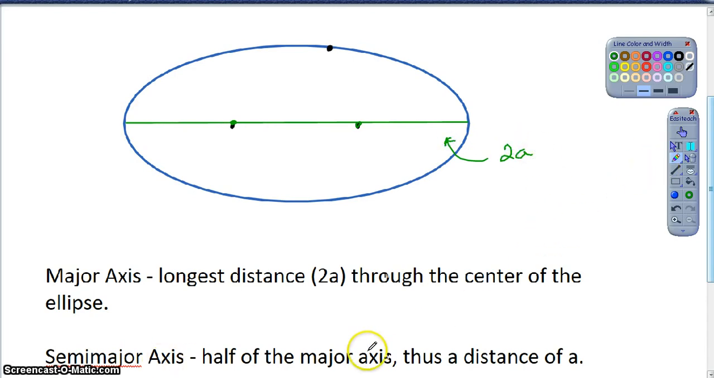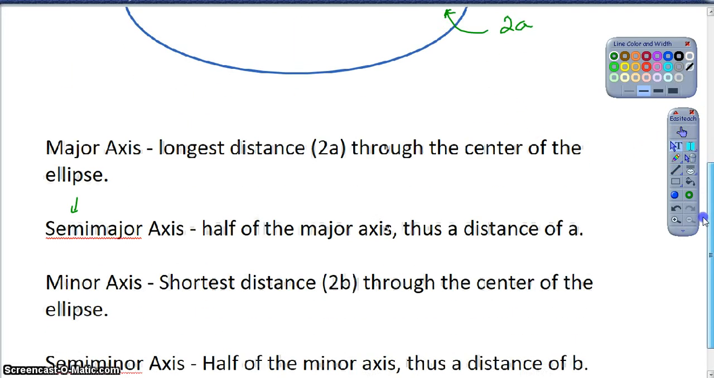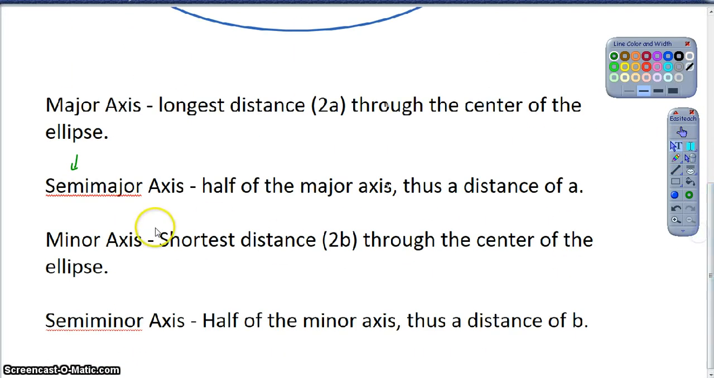Then the semi-major axis, well, semi is just a prefix that stands for half in this case. So it's half of the major axis. The semi-major axis would be from the middle of that axis outward, and obviously this portion would just be a instead of 2a. So just getting familiar with that term. The minor axis, which we won't work a whole lot with in this particular unit, is the shortest distance.